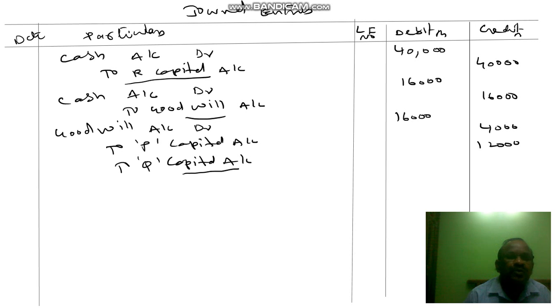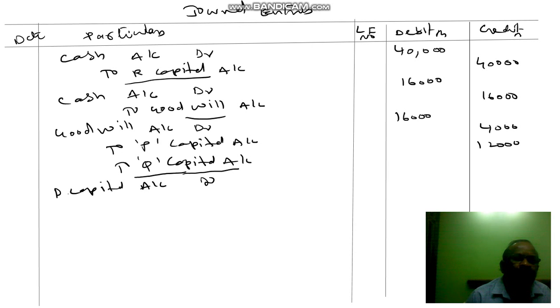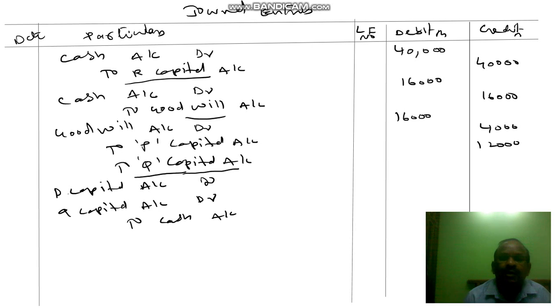Here, students, the old partners bring half of the goodwill into their homes. That's why we will write the P capital account debit, Q capital account debit to cash account. So they withdraw half of the cash they received as goodwill, that is 8,000.